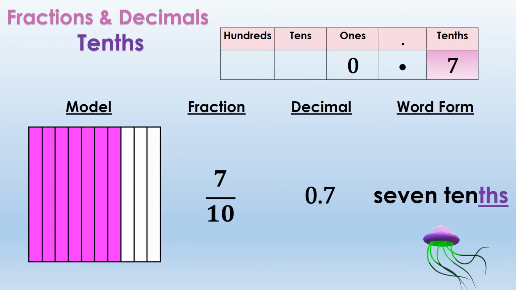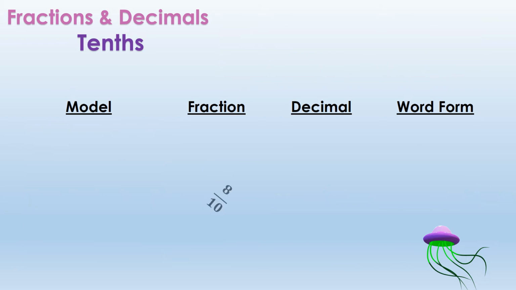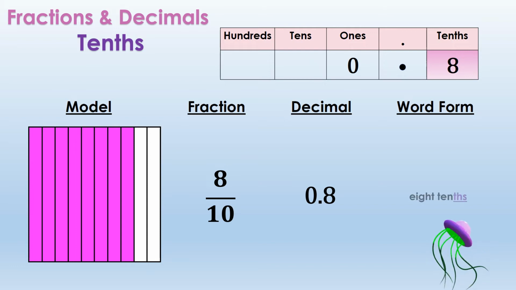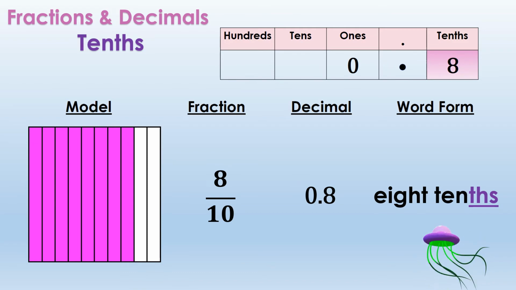Let me keep going. I'm going to speed through the next two, because you guessed it, it's going to be 8/10. I'm going to have 8 shaded out of a total of 10. I have 0 in my ones place value. I can put my decimal point in, 8 in my tenths place value. And now I would have 8/10.